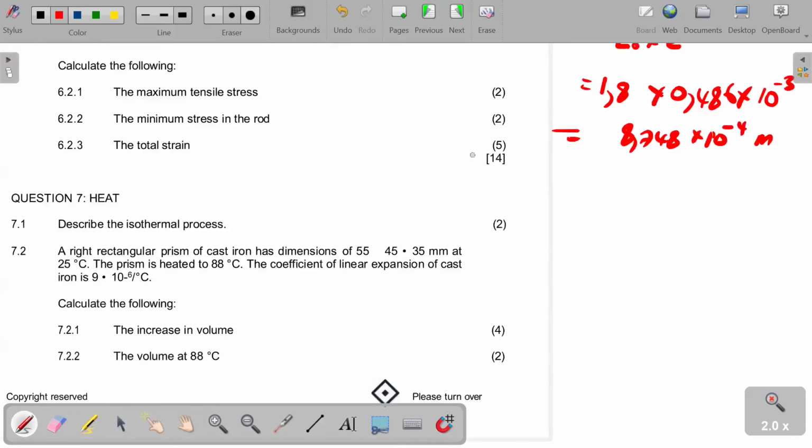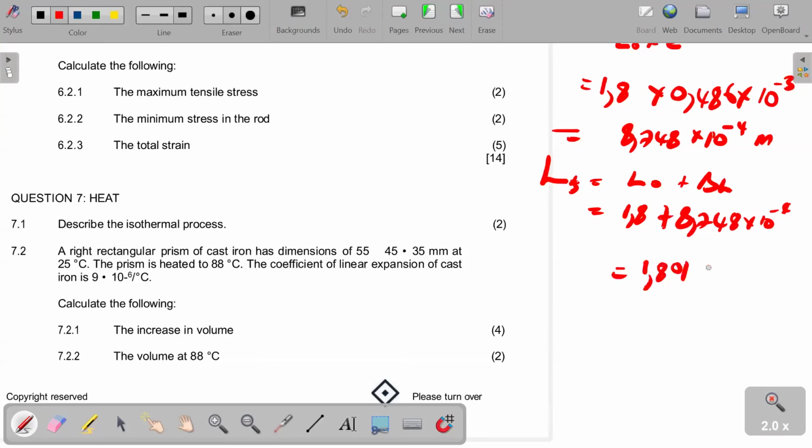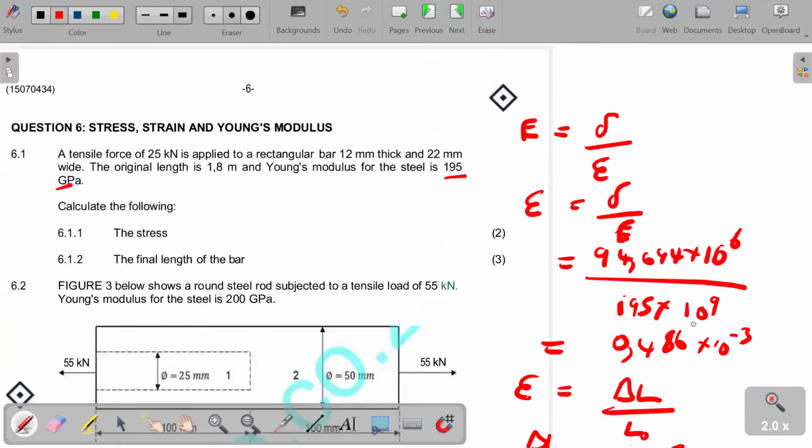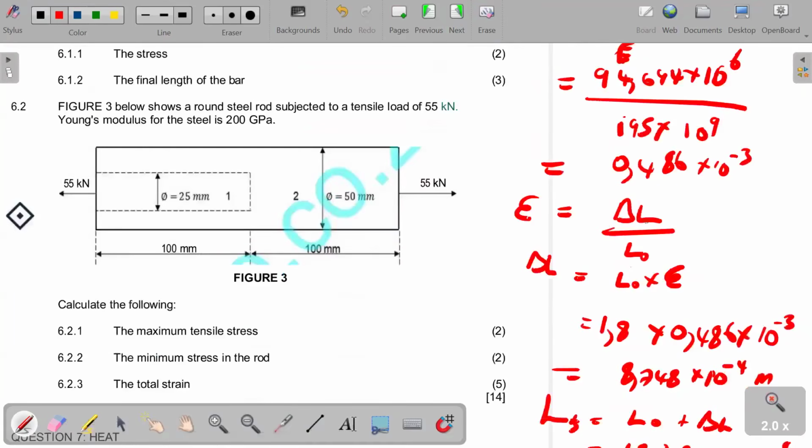But the final length is what the question was asking. So final length is therefore equal to the original length plus the change in length. So 1.8 plus 8.748 times 10 to the power of -4. That in turn gives us 1.8008748, which is 1.801 to 3 decimal places. That marks our 6.1.2. Let us go to 6.2.